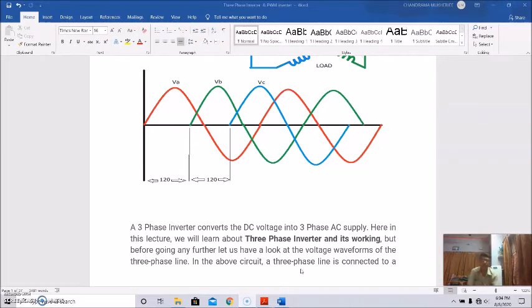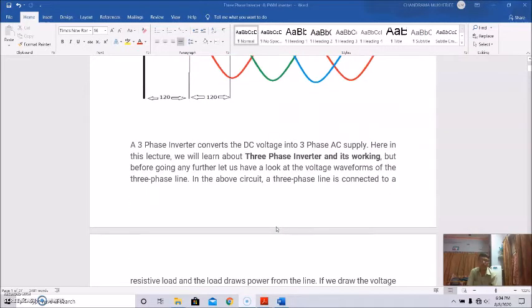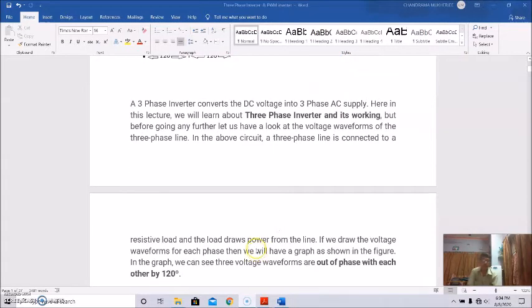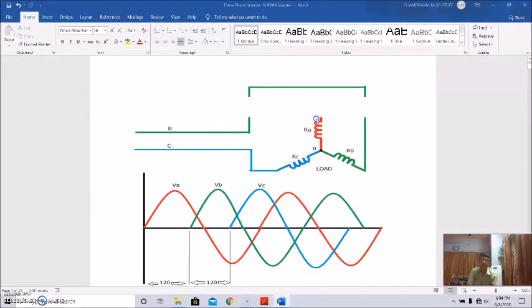But before going any further, let us have a look at the voltage waveforms of the three-phase line. So in this above circuit, the three-phase line is connected to a resistive load, and the load draws power from the line. If we draw the voltage waveform for each phase, then we'll have a graph that is shown here. We can see the three voltage waveforms are out of phase with each other by 120 degrees.